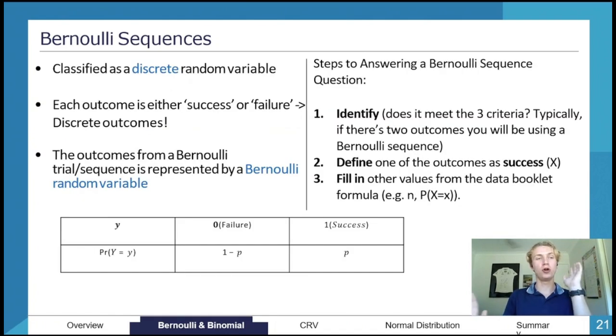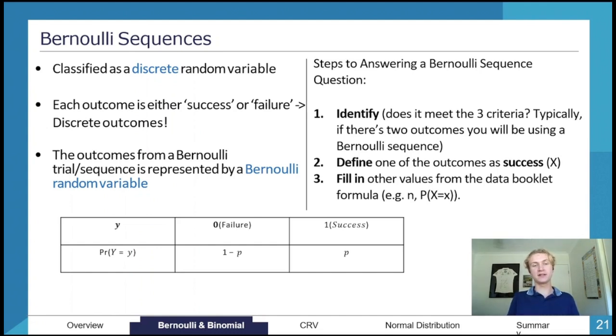Okay, a bit more on Bernoulli sequences. Bernoulli sequences are discrete random variables, and that's because it's success or failure. It's a discrete outcome. It's either going to be success or it's going to be failure. And often we use Bernoulli sequences to extrapolate some probability questions for some of our discrete variables, as I'm sure you're going to see in your class, and also we're going to go over some. The outcomes from a Bernoulli trial and sequence can be represented by a Bernoulli random variable. We can set it up in a table like this. This is just a nice 2 by 2.